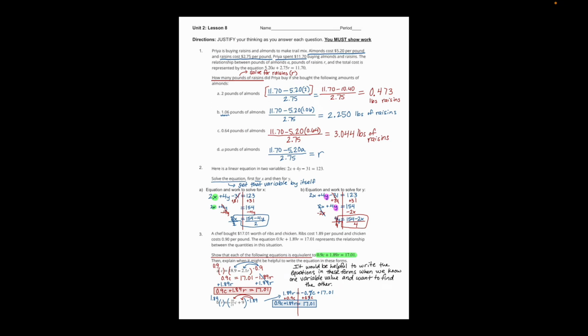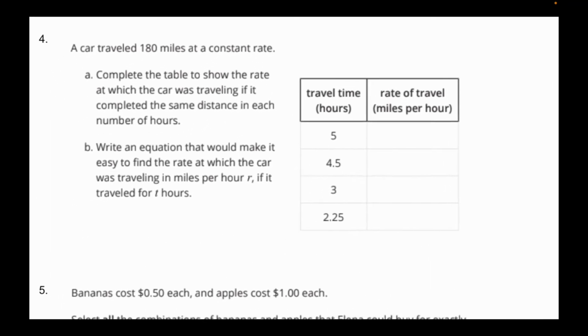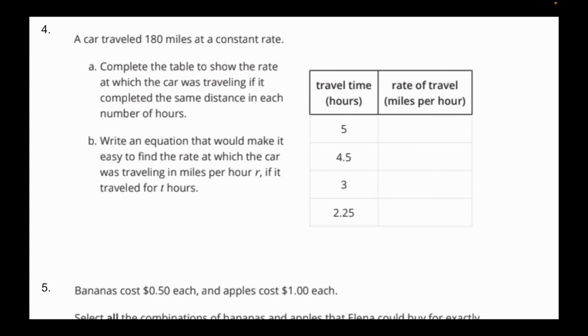So I feel like the front of this page takes a while, but I think we're getting to quicker questions as we continue here. So these ones will definitely go a bit faster. Speaking of which, we're talking about speed on this next question. For number 4, we have a car that's traveling 180 miles. So that's a distance, 180 miles, at a constant rate. We want to complete the table to show the rate at which the car is traveling if it completed the same distance in each number of hours.